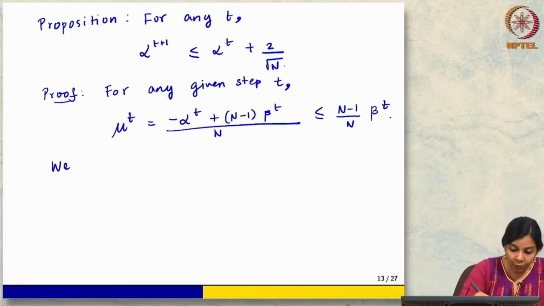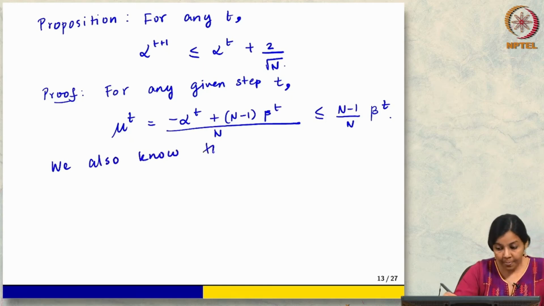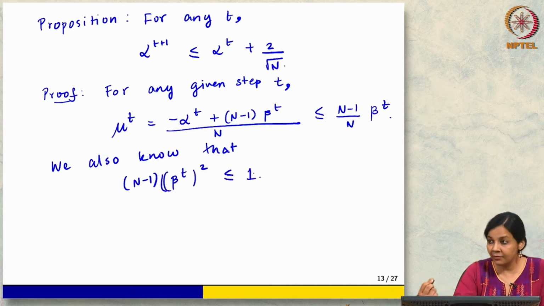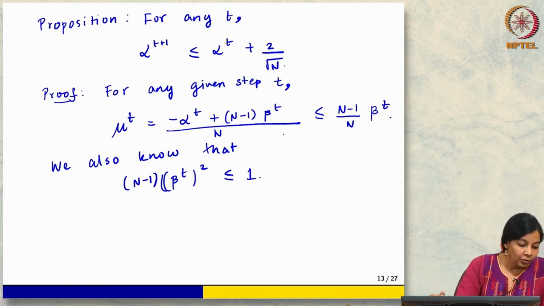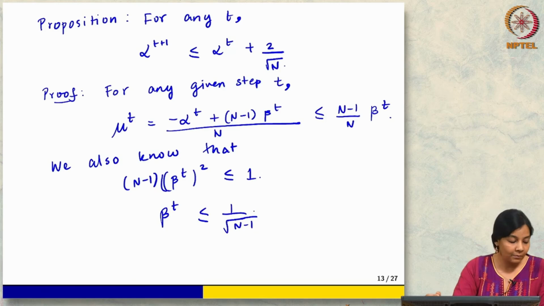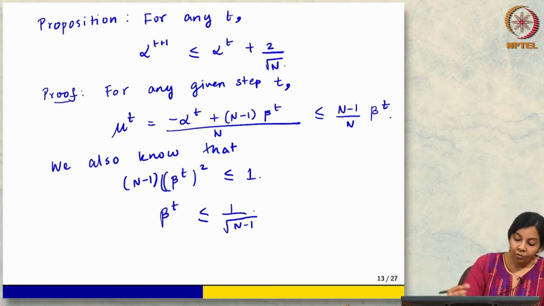Now, we also know that n minus 1 beta t the whole square is less than 1, right. This just follows because the amplitude should sum up to 1 and I did not even consider alpha t. So, I get that beta t is less than 1 over square root n minus 1. So, this is just simple symbol pushing. So, what does this give us?